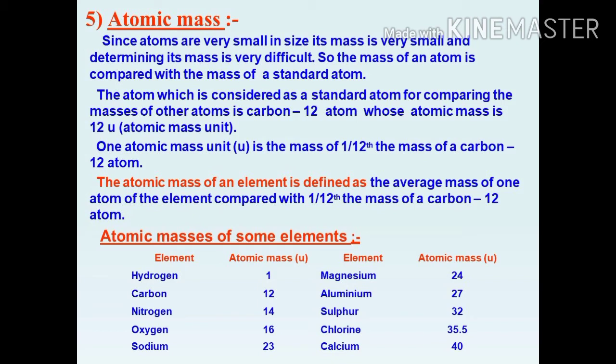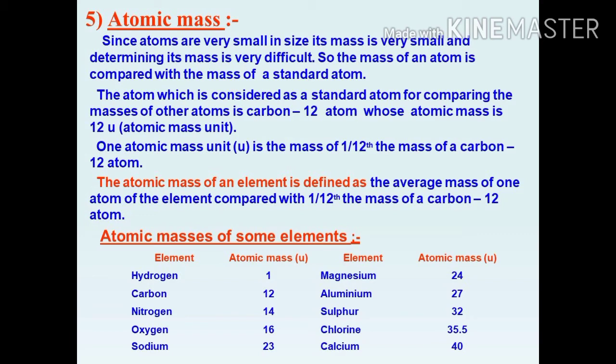Our topic is atomic mass. What is atomic mass? The atomic mass of a chemical element is expressed in atomic mass unit. It is approximately equivalent to the number of protons and neutrons in an atom.